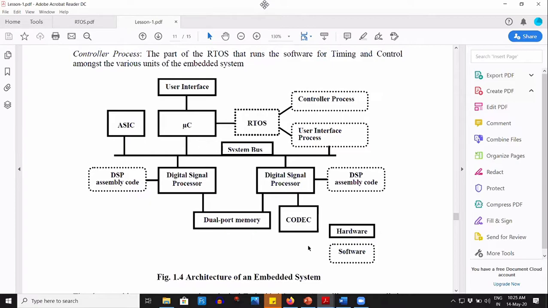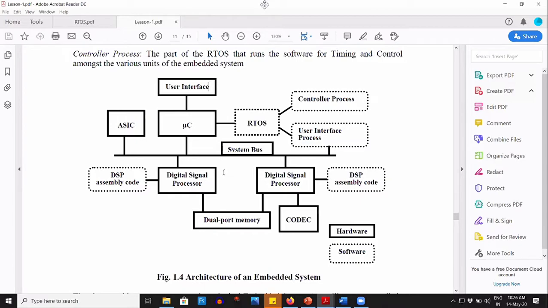Among hardware, ASIC, I told you, is very important. Microcontroller is very important, because the microcontroller is the main brain of the embedded system. Connected to the microcontroller is your user interface, in the sense of input. We are talking about input output devices, for example keyboard, LCD, motor, which we have already studied. These are interfaces, but they need to be connected to the microcontroller first.